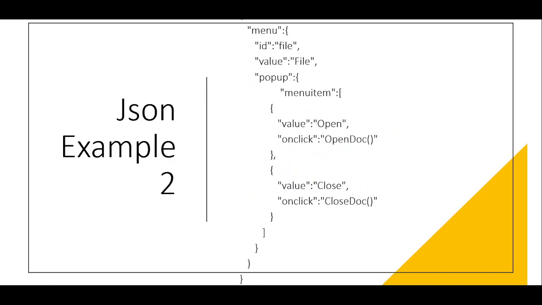Let's take another, slightly more complicated example where we have nested brackets. If you see the first bracket, we have menu, which is a key, and inside this we have a value, which is also a key value pair. ID, value, popup, and in this popup we have another value which is menu item. And if you see the square bracket here, it tells us that it's an array, so it can hold this key value pair multiple times.